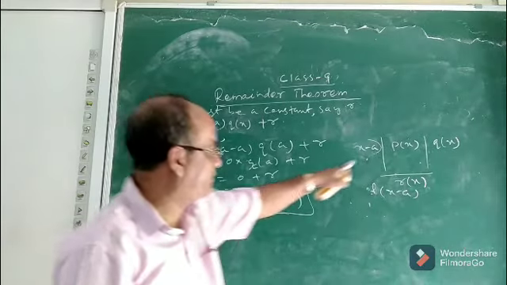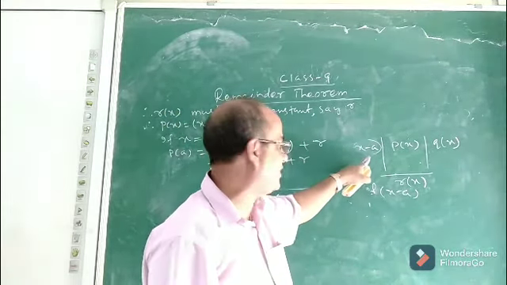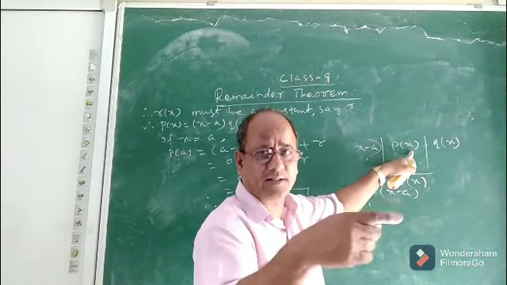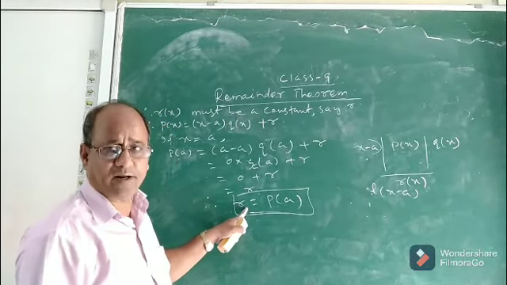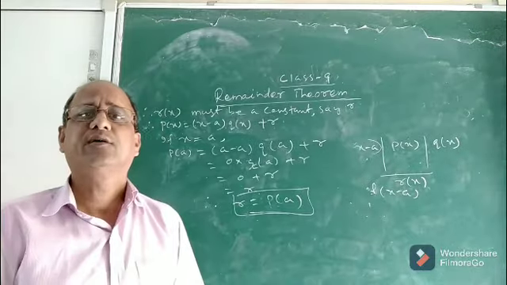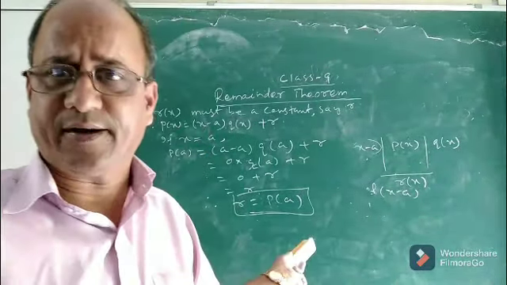That means if P(x) is divided by x minus a, where a is any real number, it is a linear polynomial, and P(x) is a polynomial of any degree greater than or equal to 1, then the remainder is always P(a). This is how the remainder is P(a). So this is all about the proof of the remainder theorem.